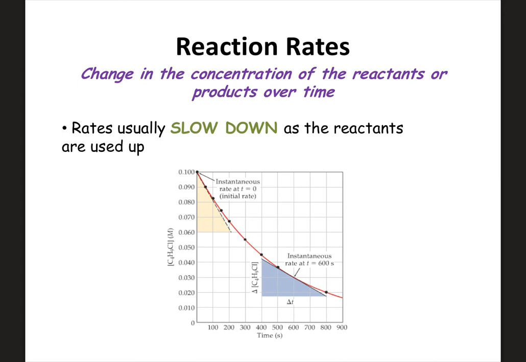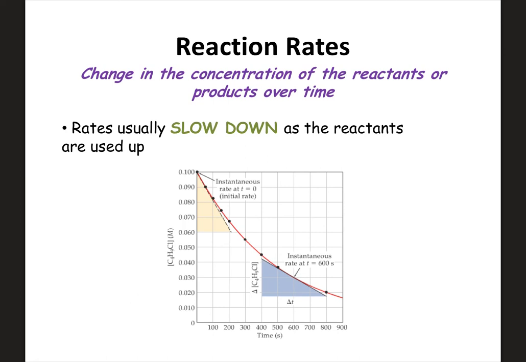If you look at this graph, you can see that the rate of the reaction is not constant over time. It can change. And typically what you see taking place is that the rate of a reaction will usually slow down as the reactants are used up. And that makes sense. As you get less and less reactants available, you have less and less concentration of those reactants. There's less chance of having two reactants collide. So you would expect the rate of the reaction to slow down.